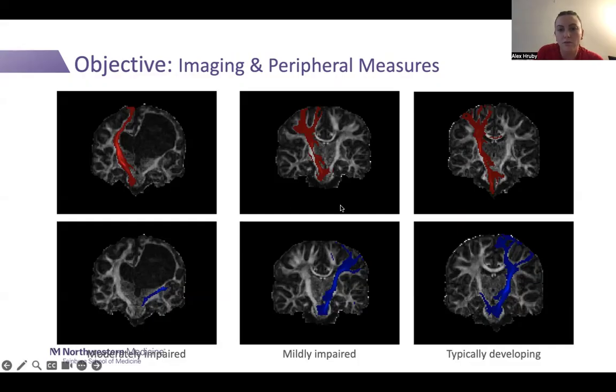In the middle, you see more of a mildly impaired brain. If you were to show this brain to a radiologist, they may not even know that this individual has cerebral palsy. And so we can use diffusion tensor imaging to dive deeper into the brain structure. And then on the right, you have a typically developing individual. You can see there isn't really a whole lot of difference between the middle and the right, but we're still able to capture some differences when we look at the corticospinal tract specifically.